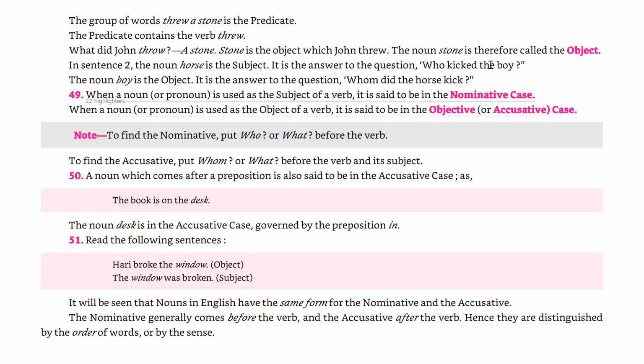Nominative generally comes before the verb. Accusative generally comes after the verb.